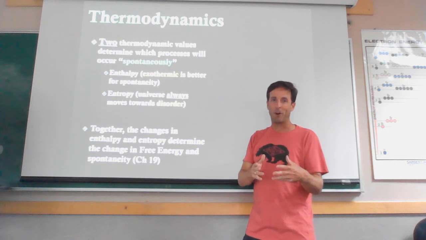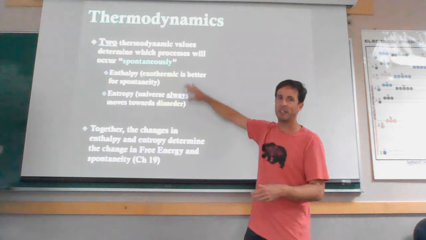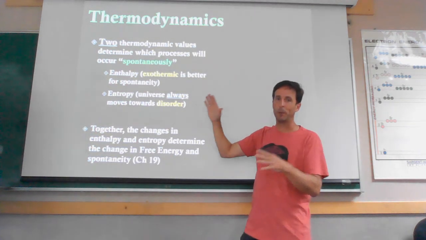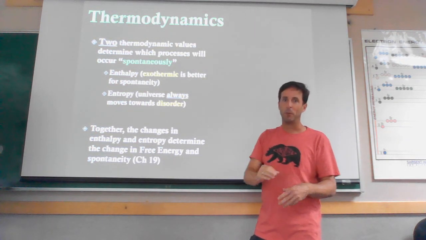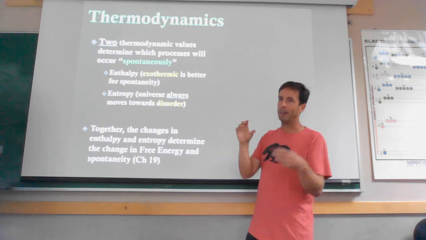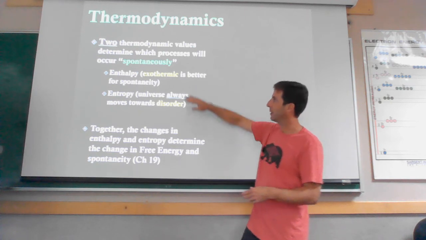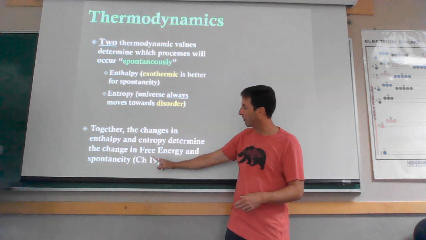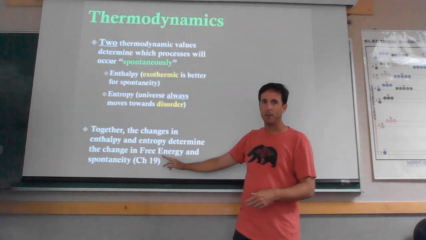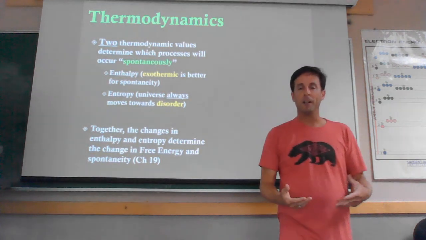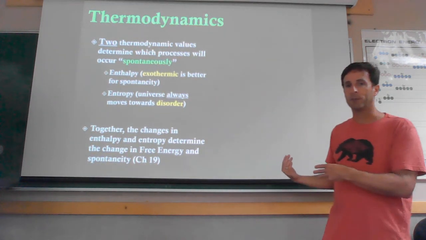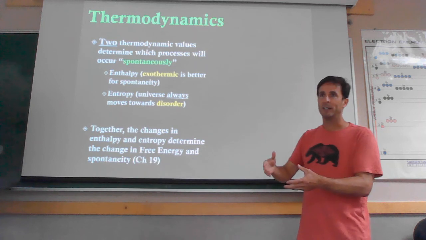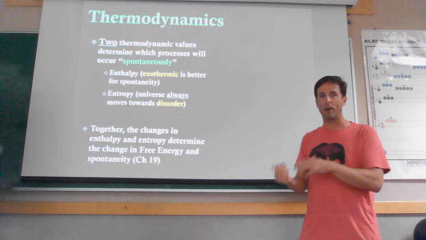There's a lot of math involved in that where you have to play with the numbers and see which one's bigger. That's actually what we're going to do when we get to chapter 19. When we get to chapter 19, we have an equation we're going to use that's going to put these two values together, and then we're going to calculate what's called the free energy. Okay? The free energy is called the Gibbs free energy. It's actually going to be our predictor for which things are going to happen spontaneously or not.